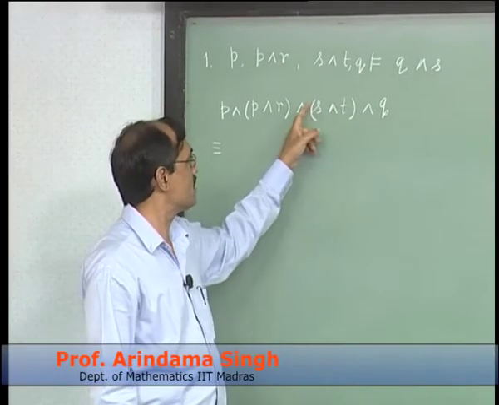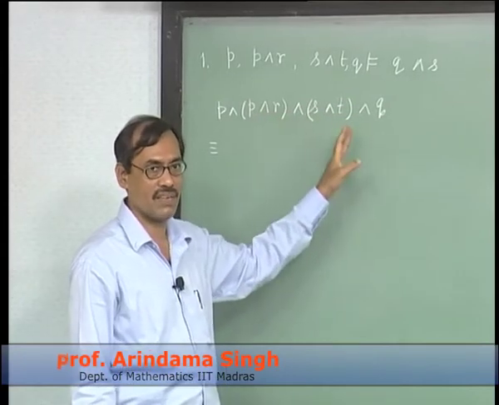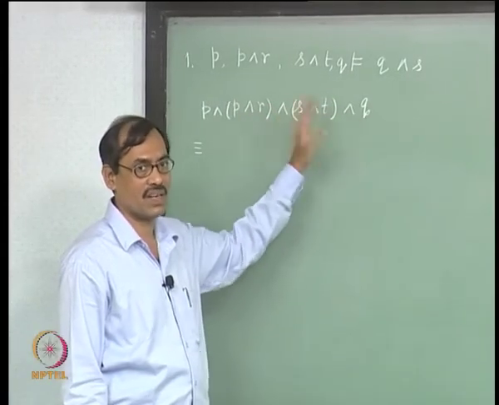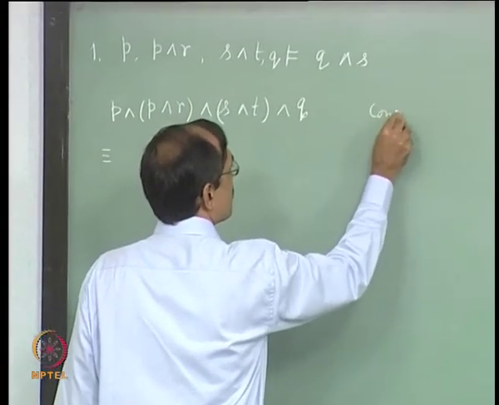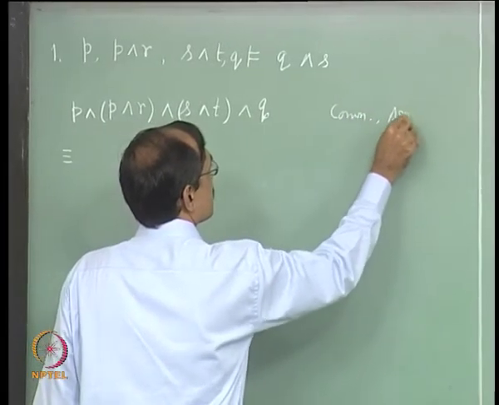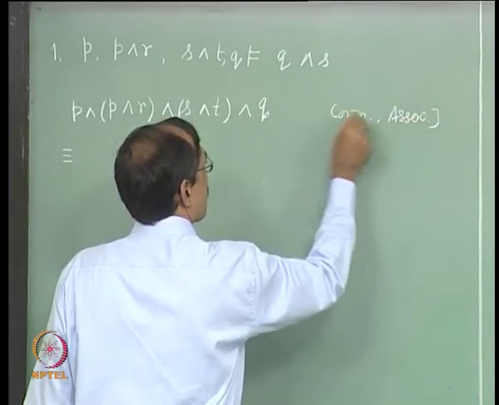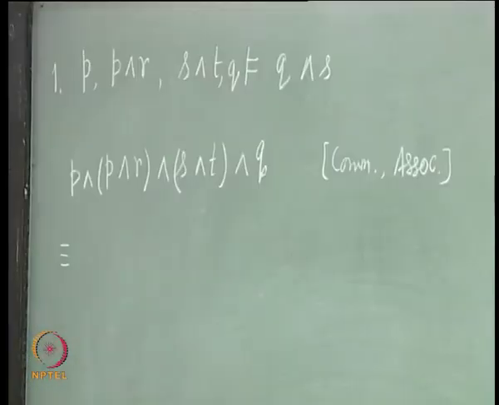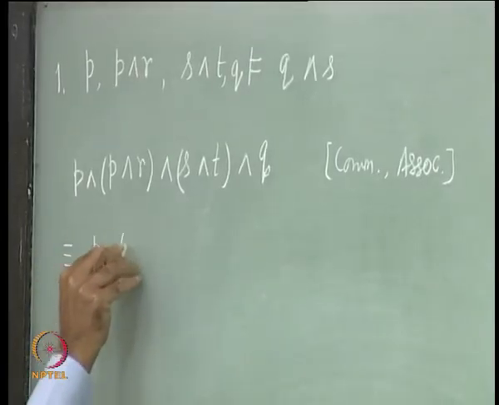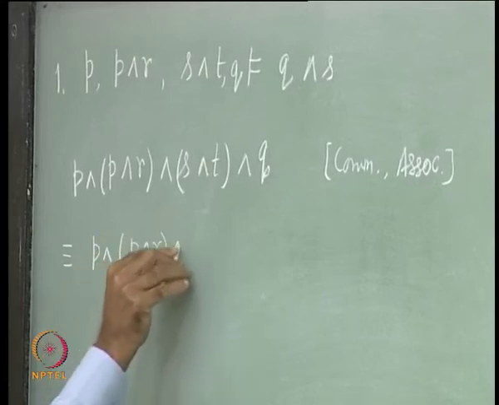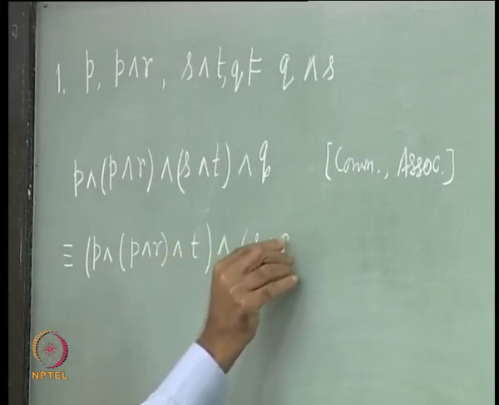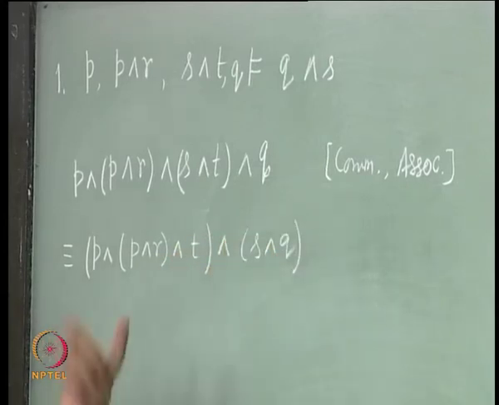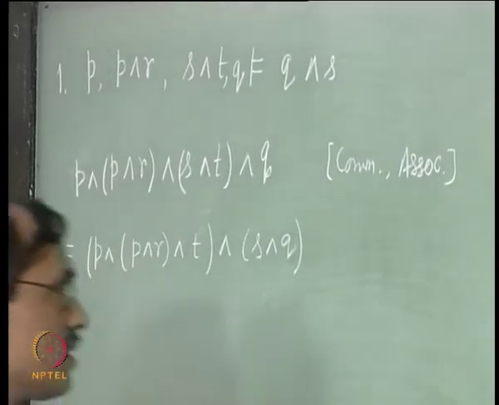So, once you have associativity, this parenthesis can move anywhere. Once you have commutativity, their order can change, right. So, we can just comment out that we have using commutativity and associativity. So, by using this I can write as P and R and T as 1 and the other as S and Q, or if you take commutativity you can write also Q and S, right. So, let us write that.